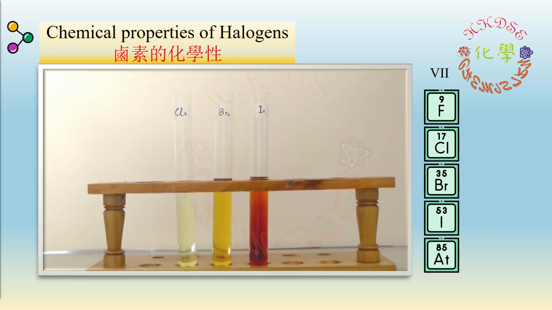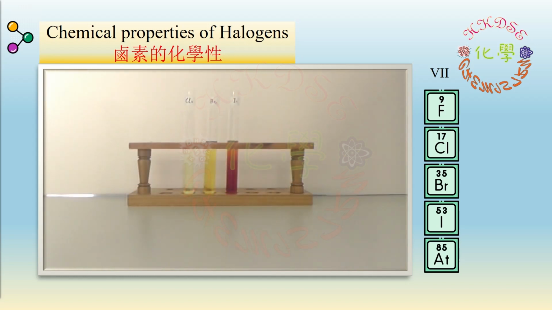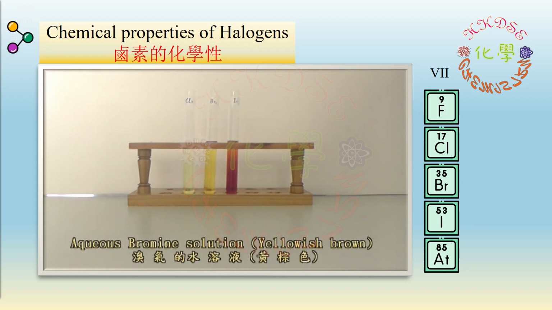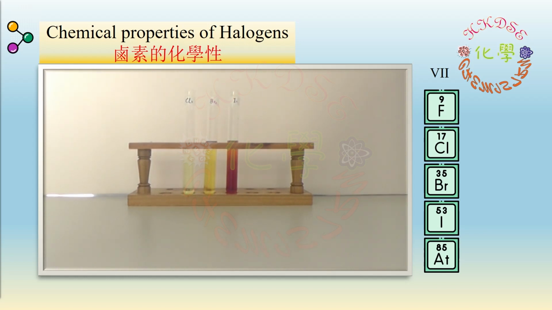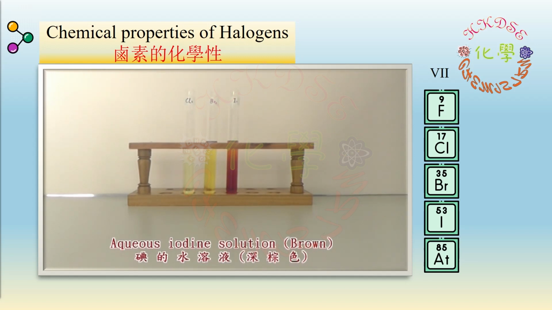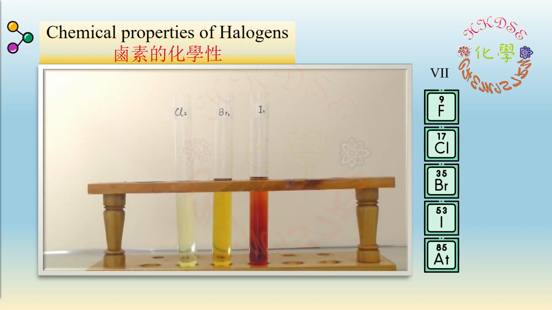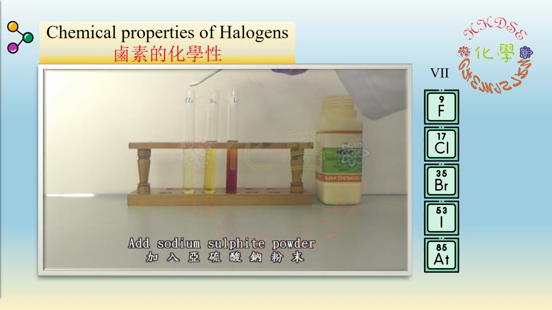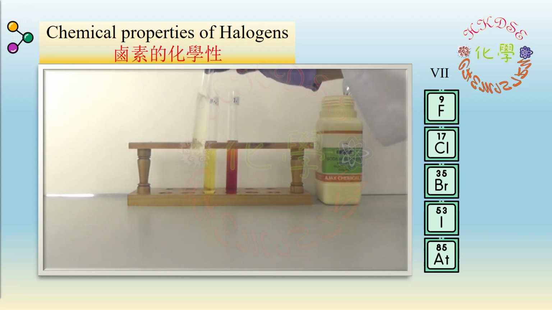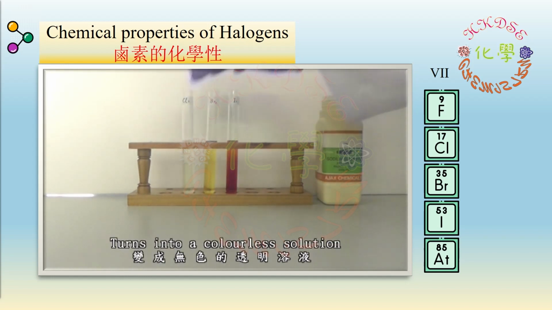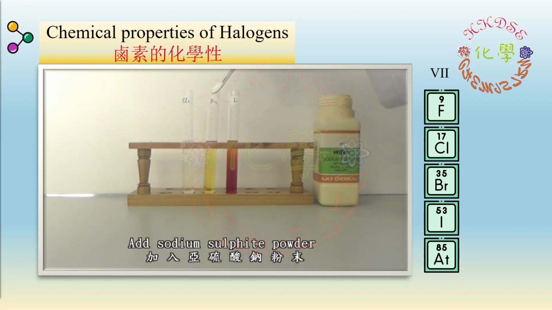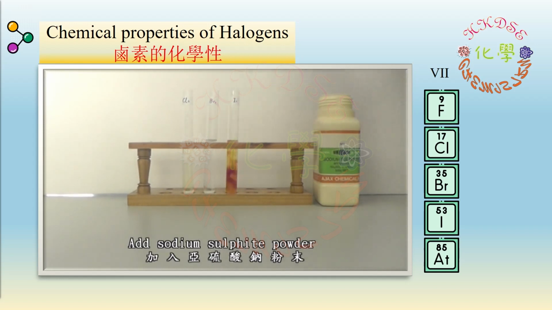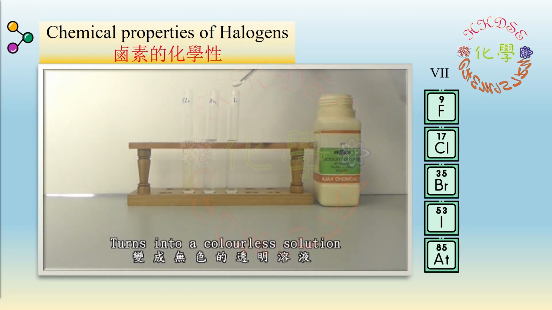Halogens have similar chemical properties. We will demonstrate these reactions using aqueous solutions of chlorine, bromine and iodine. On adding sodium sulfite, aqueous solutions of chlorine, bromine and iodine all turn colorless. Thus chlorine, bromine and iodine behave similarly.